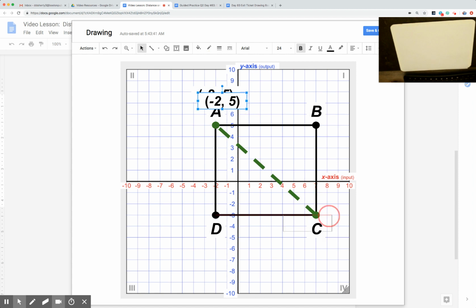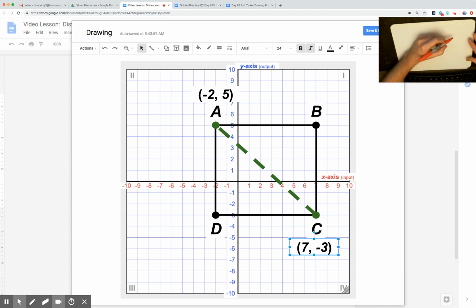Hopefully on your own, you're recognizing that C has an X value that is 7 to the right on the X-axis, and it is down by 3 units on the y-axis. So it has coordinates of 7 and -3. I'm going to go ahead and draw that out on our whiteboard a little bit here. We've got a right triangle here from A to B to C. And I know that A's coordinates are -2 and 5. B's coordinates, 7 and -3.